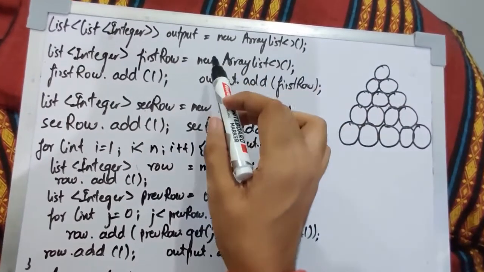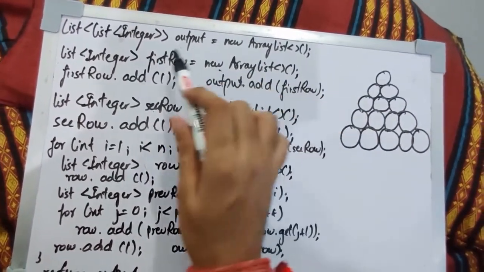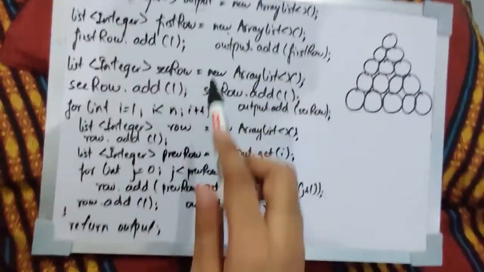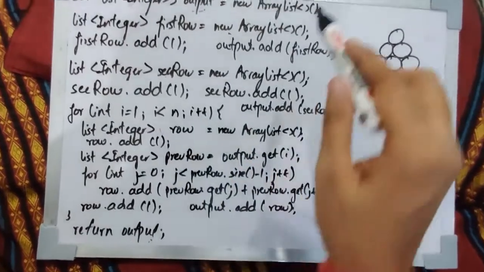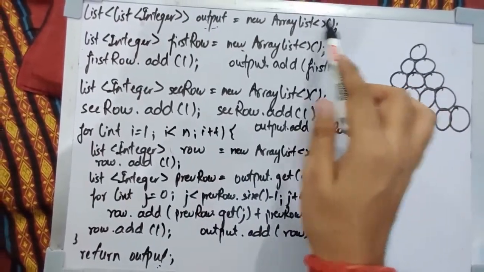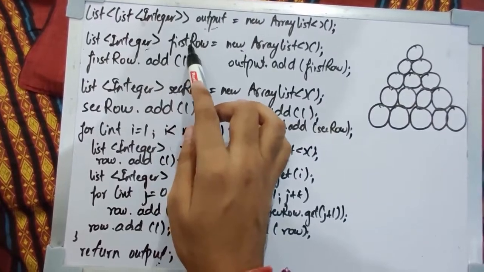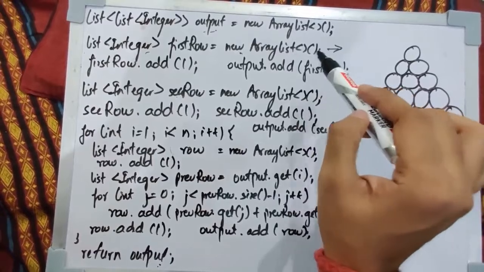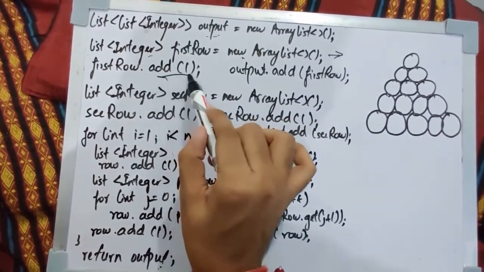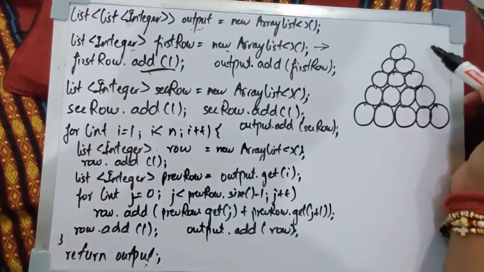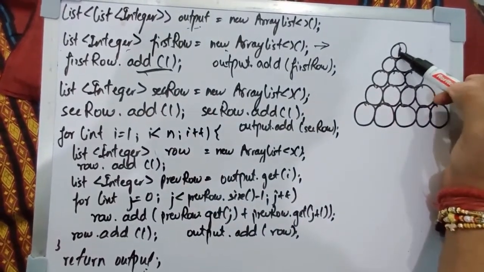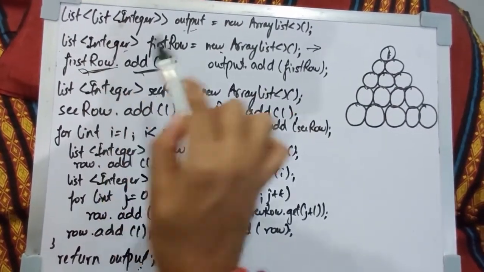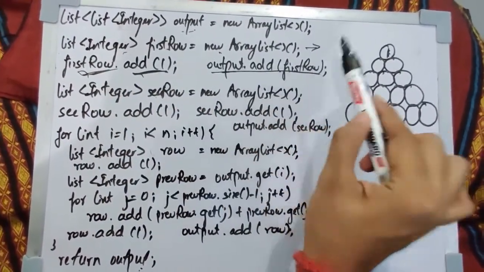So what we did is we created a new list. So first of all, as you can see, I have created a list of list, which is your output, which we are going to return to the method. So after initializing that, we just created a new list, which is your first row. So this is just the creation of new object. Here we actually added the new variable. So the first row is done here, but we need to add this first row to our output also. So here we did that.